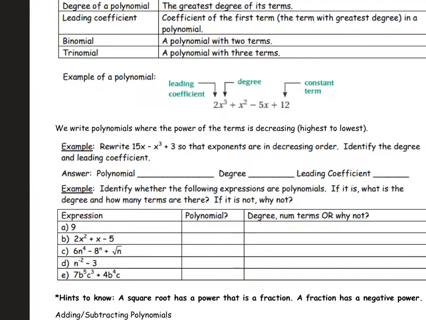So here, if we're looking at this example of a polynomial, you see it is in descending order. You've got an x cubed, then an x squared, then an x, and then just your constant term with no variables. It's in descending order. So this one has a leading coefficient of 2. Its degree is 3. 3 is the largest exponent sum. So 3, then 2, then 1, then 0. It is a polynomial with 4 terms. Make sure we write our polynomials so the power of the terms is decreasing, so highest to lowest.